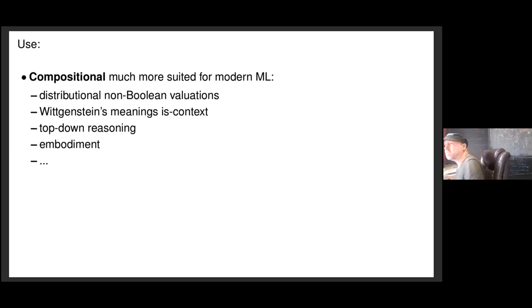Other important aspects are Wittgenstein's meaning in context, which is that the context is actually defining the meaning of things, and propositional structures are not really suited for that. There's also a lot of top-down reasoning, which I also mention later, and then the physical embodiment, which is also very important in AI, seems to go very well hand in hand with this compositional reasoning.